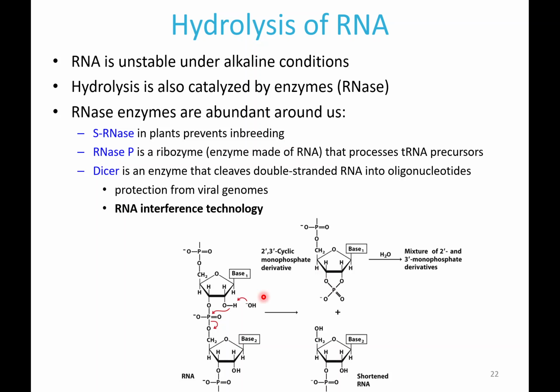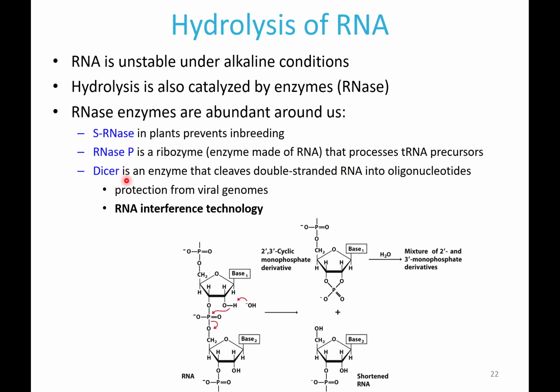Why this bond is not very stable is shown here. Especially under basic conditions, this proton can be abstracted by an OH group. When that happens, the electrons from this oxygen will attack the phosphate and cleave this part of the phosphodiester bond. So you get a cyclic phosphate derivative on this side, and then an OH group at the 5 prime end on the next base. The important part is it's cutting that bond, so these two parts of the chain would no longer be connected.